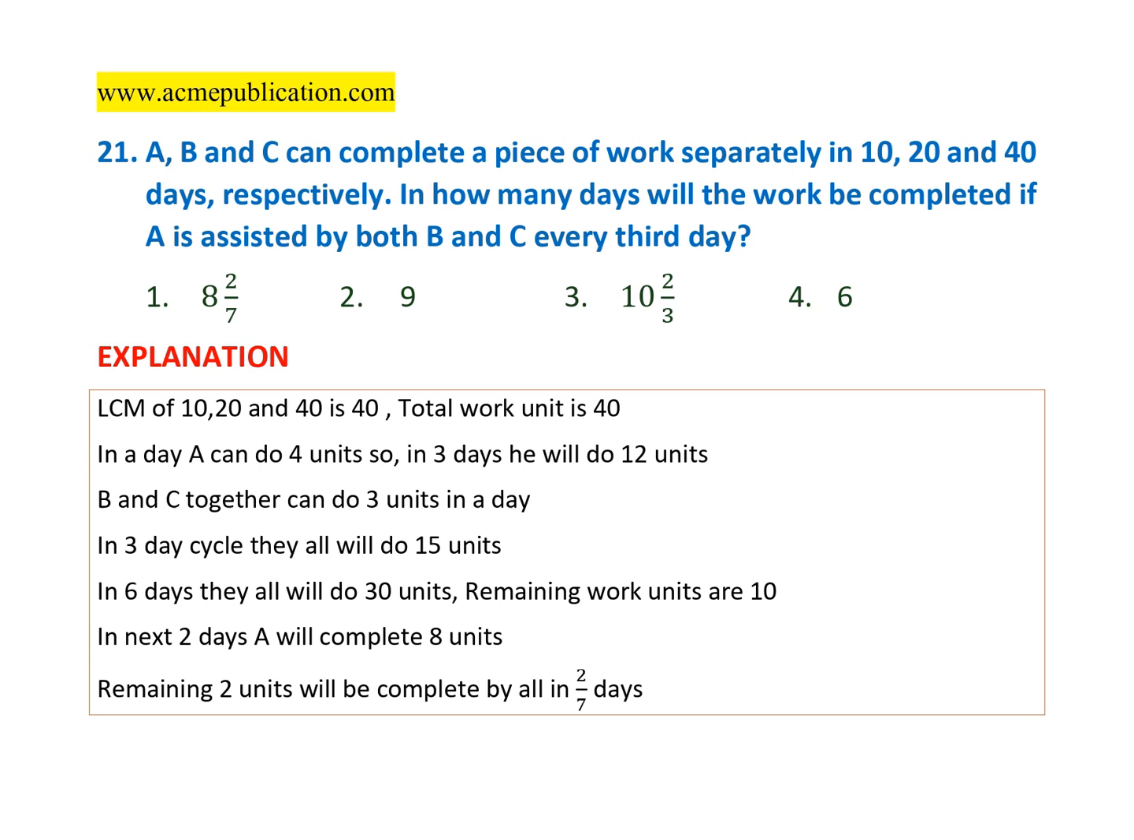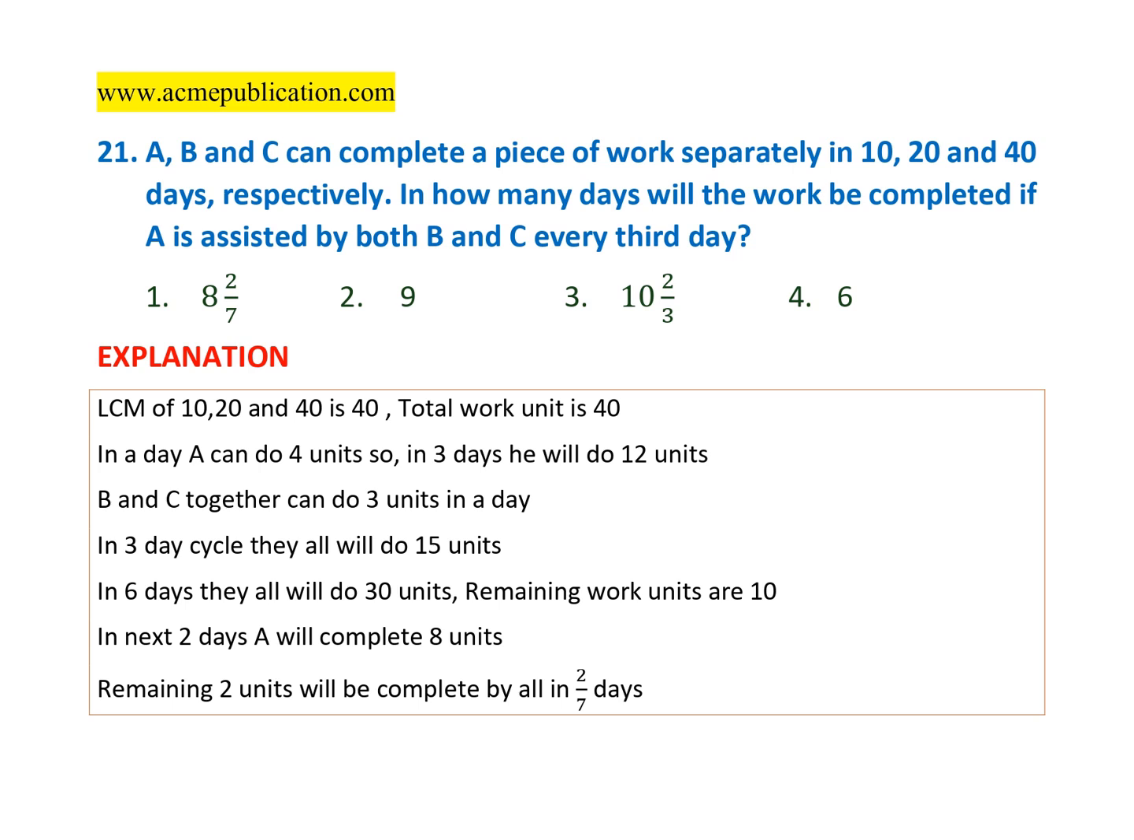Question 21. A, B and C can complete a piece of work separately in 10, 20 and 40 days respectively. In how many days will the work be completed if A is assisted by both B and C every third day? So LCM of 10, 20 and 40 is 40. So total work unit is 40. In a day, A can do 4 units. So in 3 days, he will do 12 units of work. B and C together can do 3 units in a day.